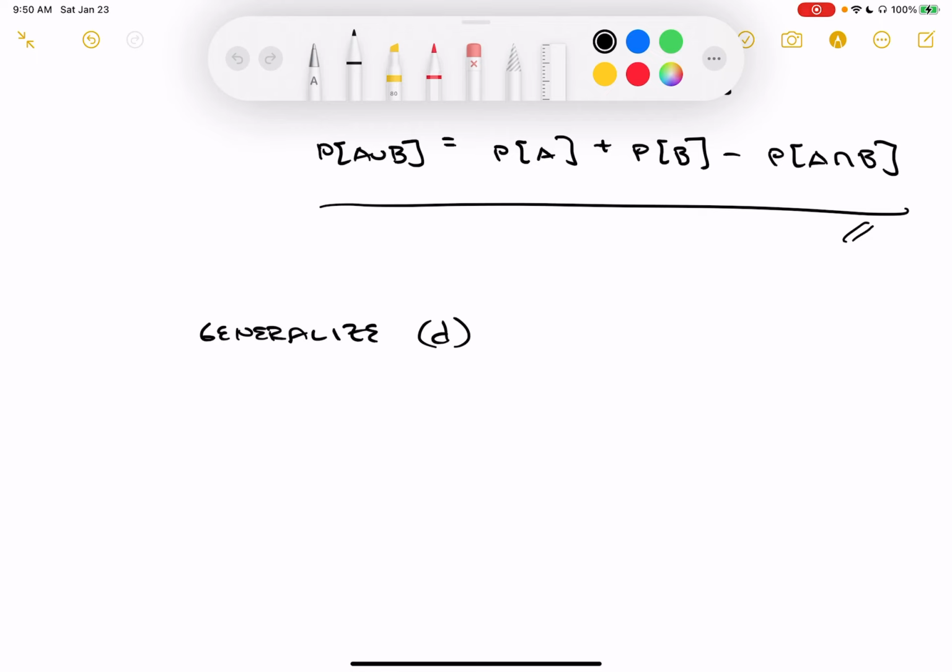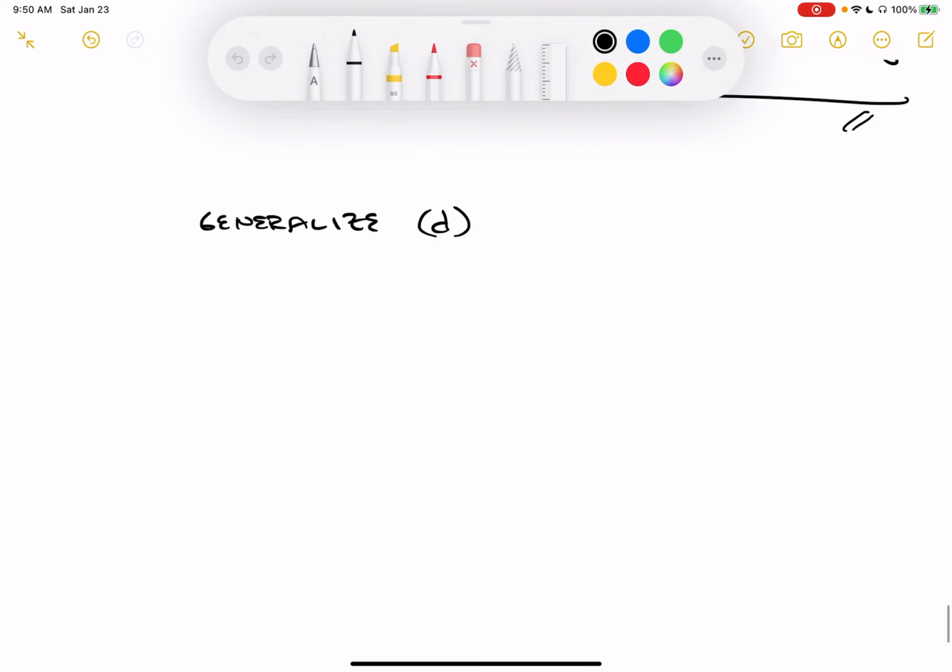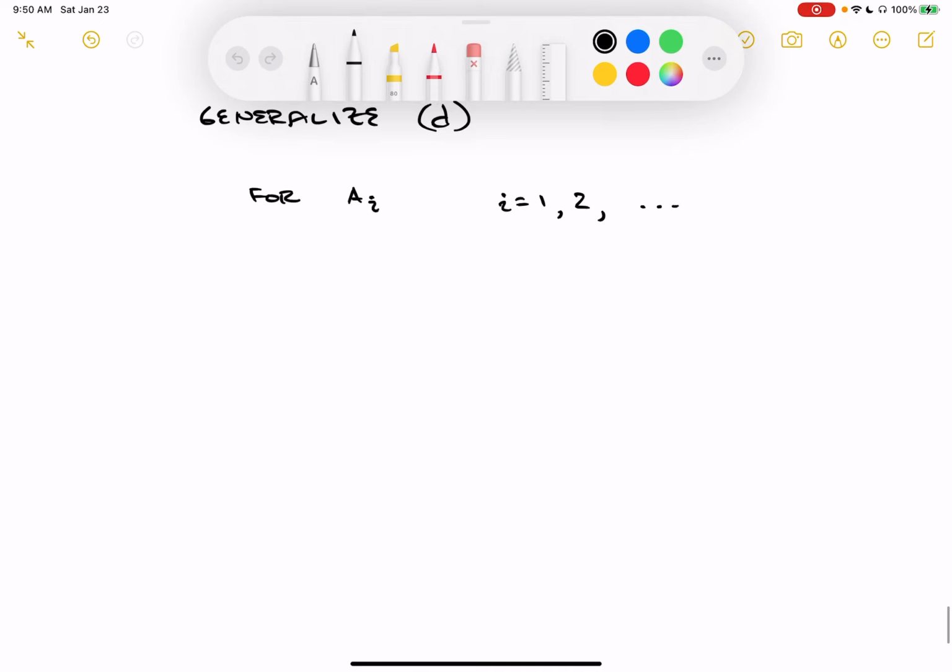So these were all consequences of the axioms, and I would just like to generalize this. A generalization of this might look something like this. For some events A_i, where i equals 1, 2, and going on to infinity, these are not required to be mutually exclusive. There's no requirement of mutual exclusivity in this.